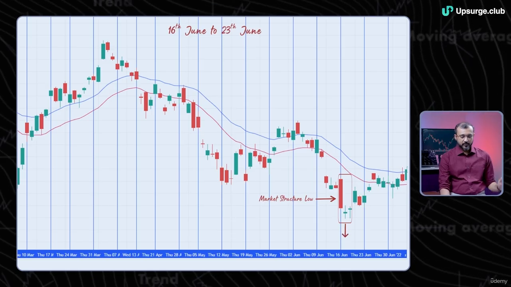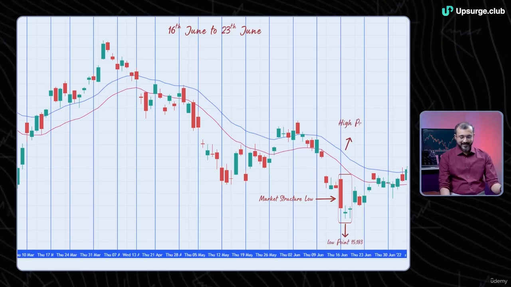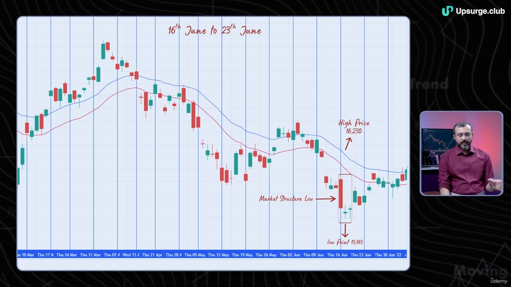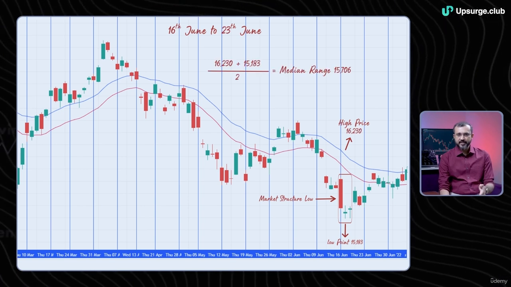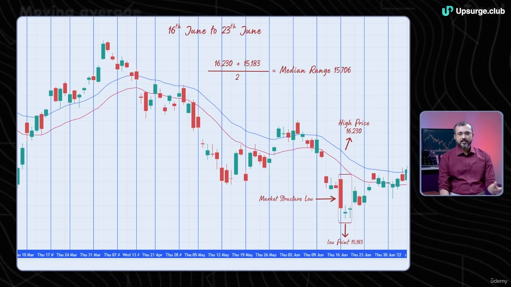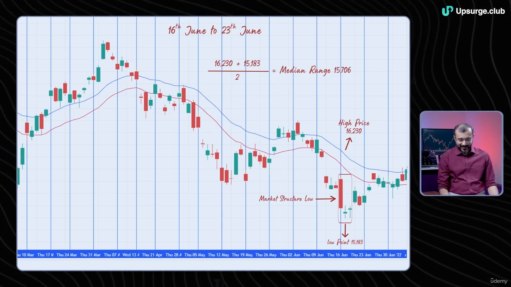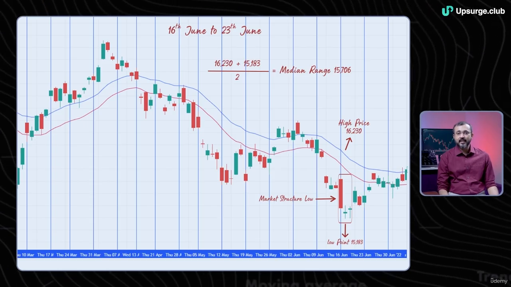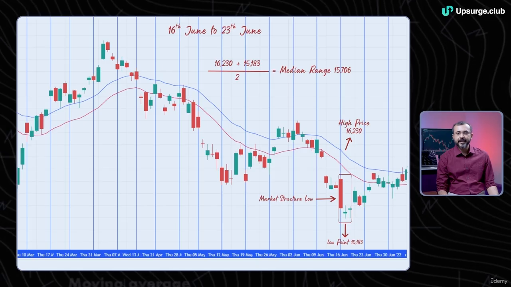So the low point is 15,183 and the high point is 16,230. We add them and divide by 2, and we get a value of 15,706. We short the 15,700 straddle. We shorted this straddle somewhere around 380 points, and this straddle has gone to 0. So this is the week where we made the entire 380 points.